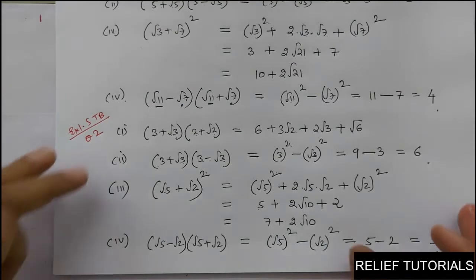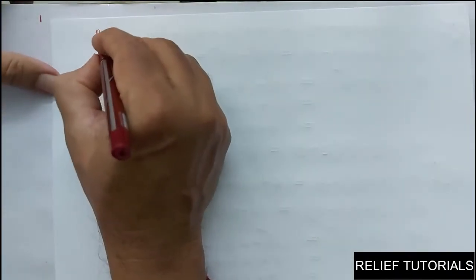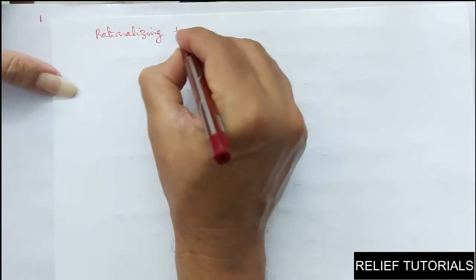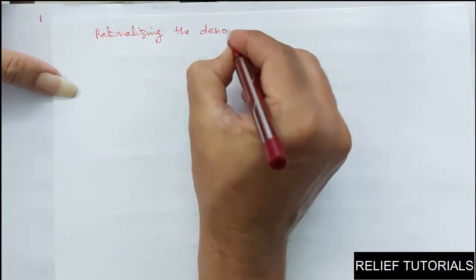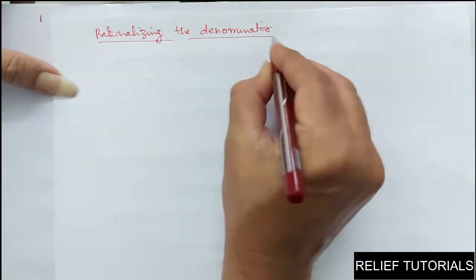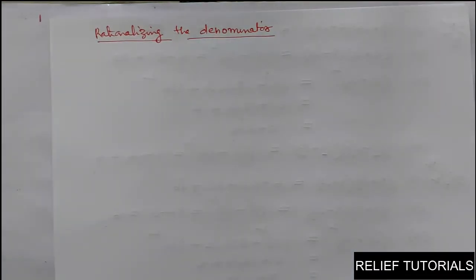Now we will learn a totally new topic called rationalizing the denominator. So we are done. Now, rationalizing the denominator. Clear? So we are going to learn this totally new topic. What do you mean by rationalizing the denominator?